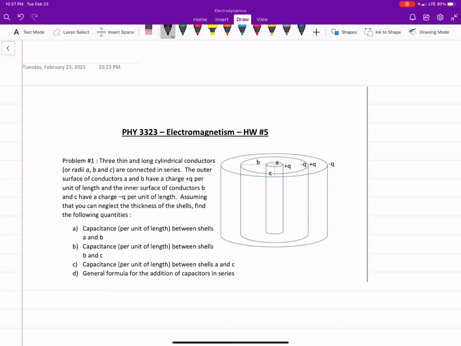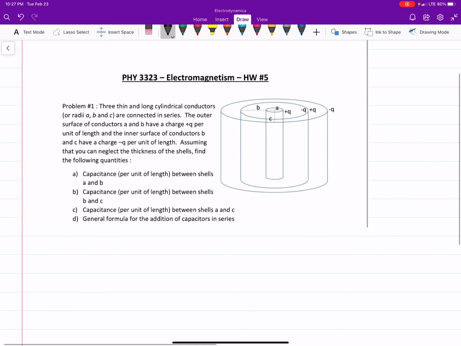So this one is a capacitance question. We have these three long cylinder conductors with radii A, B, and C, and they're connected in series. The outer surface of conductor A and B have a charge of plus Q per unit length, and the inner surface of conductor B has negative Q. Now it wants us to find the capacitance per unit length between shell A and B.